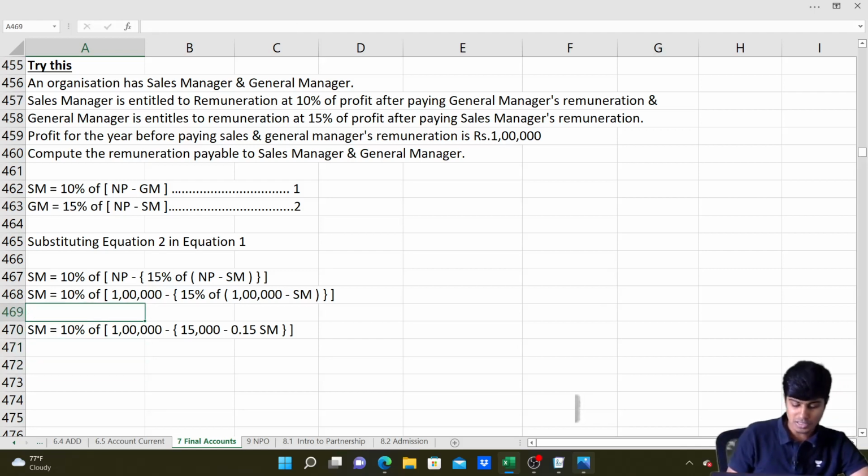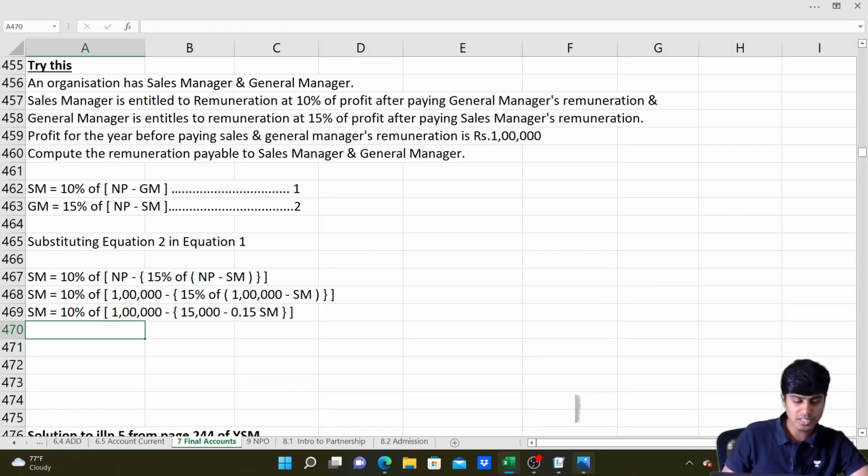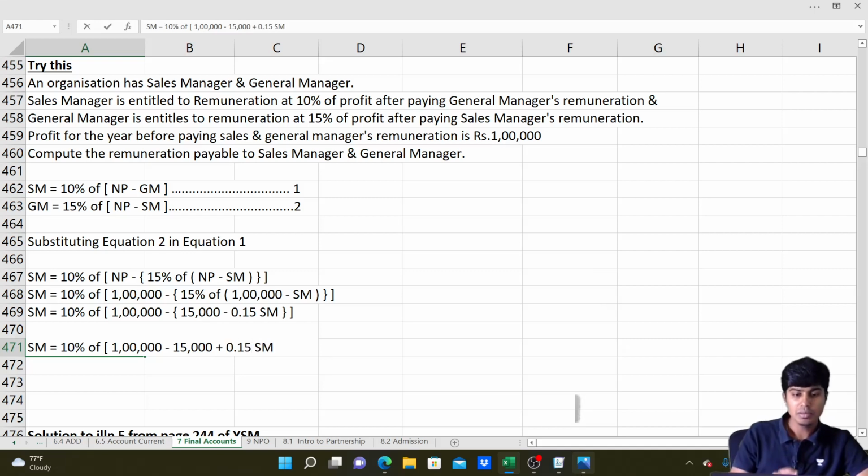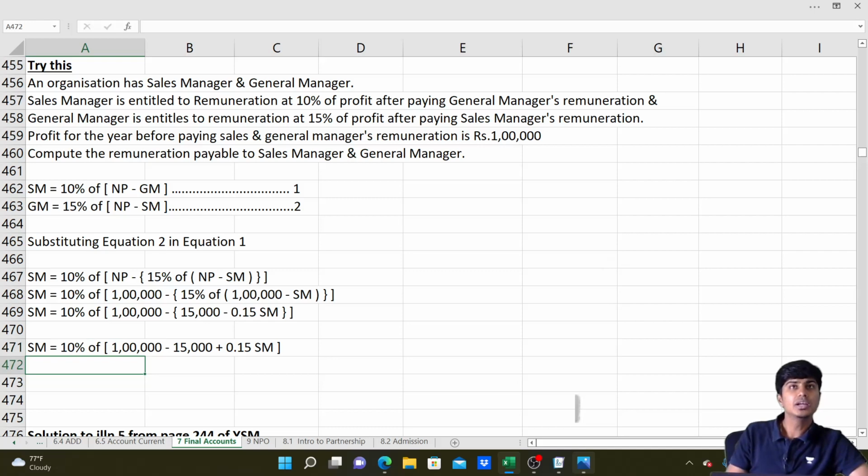What am I going to do next? I'm going to remove my flower bracket now. So I'll write SM minus 10% of 1 lakh minus 15,000 minus it becomes plus 0.15 SM, because 0.15 is already minus, along with this minus it becomes plus. So that's how I've just removed my flower bracket also. Now I'm going to solve in the big bracket.